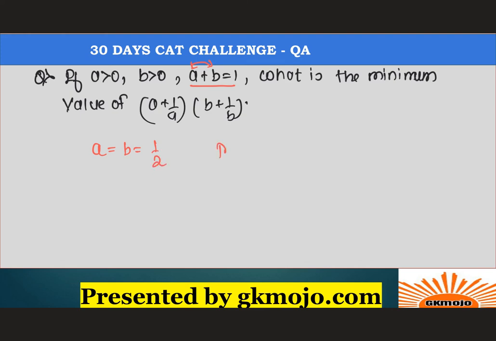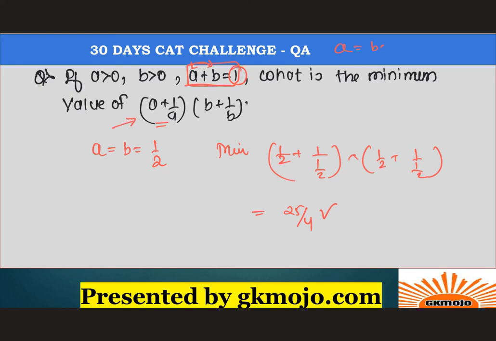So the minimum value will be just replacing values over here. It's 1 by 2 plus 1 upon 1 by 2, multiplied by 1 by 2 plus 1 upon 1 by 2. What you get over here is 25 by 4, and that is your correct answer. So guys, next time you see such homogeneous equations, I hope you have understood what a homogeneous equation is. Just assume that the variables are equal. Take the values accordingly by breaking this number over here into equal parts and then place it in the equation that they have asked you. It's as simple as that.